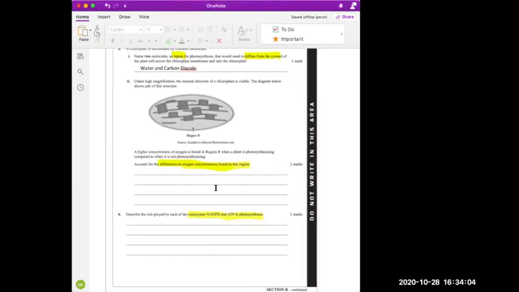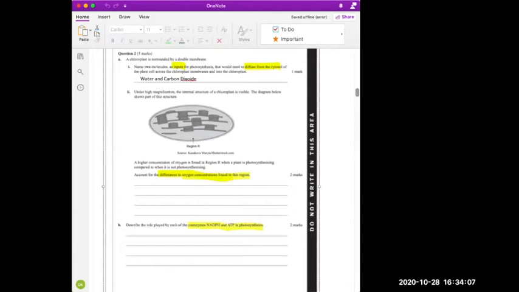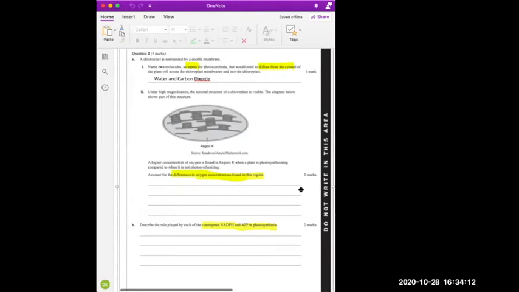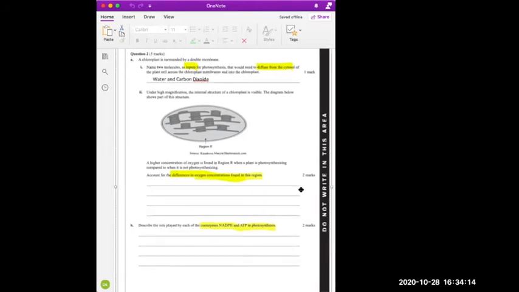Okay, so then it says, a higher concentration of oxygen is found in region R when a plant is photosynthesizing compared to when it's not photosynthesizing. Account for differences in oxygen concentrations found in this region. Region R is within the chloroplast itself. So it has nothing to do with the oxygen that would be produced by cellular respiration, because I think some students in the past have said that. So this is all about why there is more oxygen in the stroma.